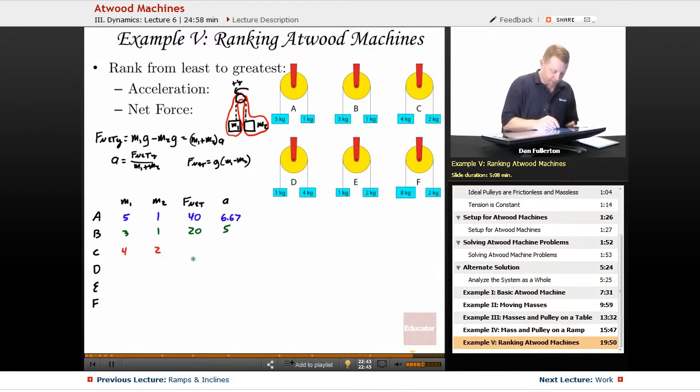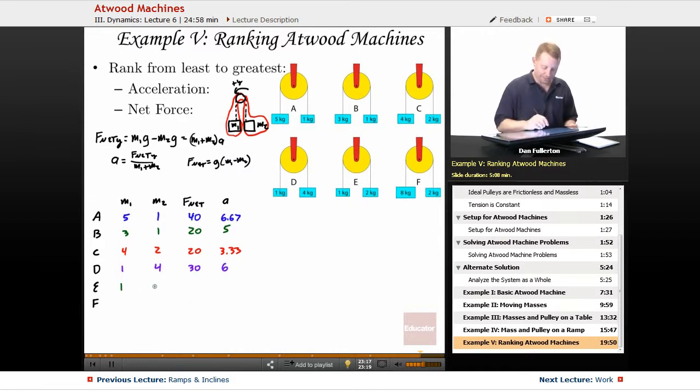For C, mass 1 is 4, mass 2 is 2. So again, we'll have a net force of 20, but our acceleration is going to be 20 divided by the total mass 6, or in this case, 3.33. For D, m1 is 1, m2 is 4. So the magnitude of the net force, 4 minus 1 is 3 times 10, gives us 30 newtons. 30 divided by the total mass, 5, is 6 meters per second squared.